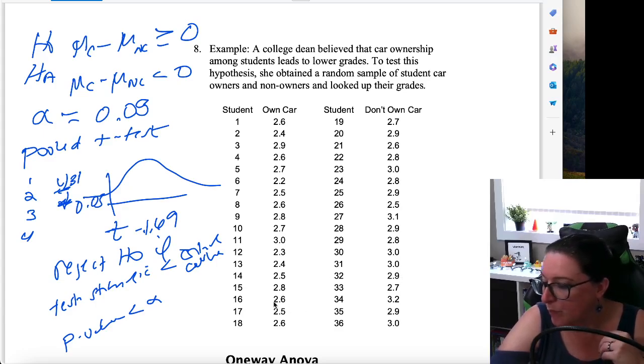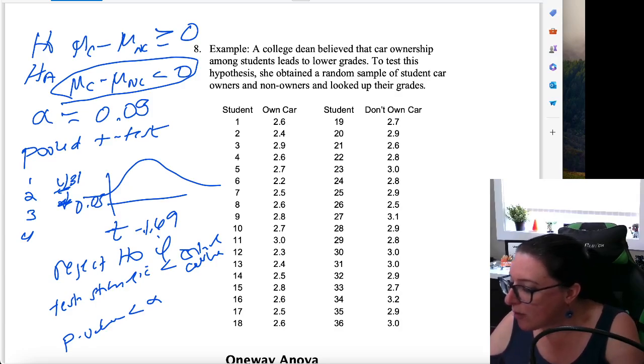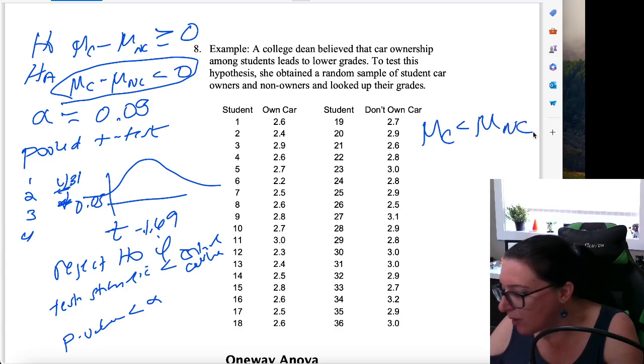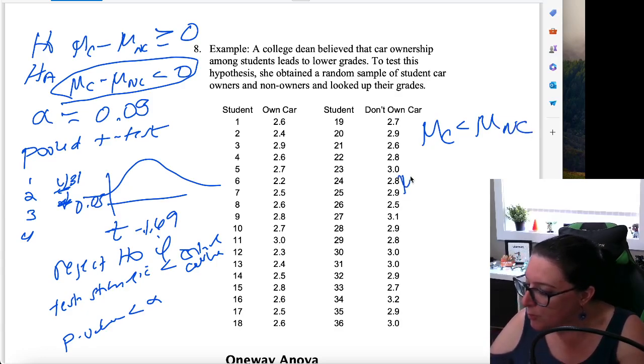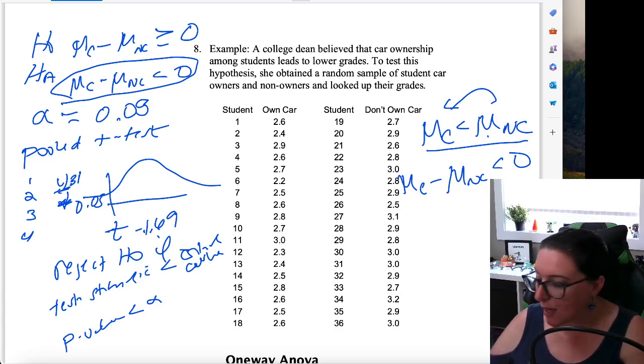Okay. Now, if this part is tripping you up, what I often do is write it this way. Those who own a car are less than those who don't own a car. And then what you should do is subtract whatever's on the right, keep your greater than or less than sign the same way, and then put a 0 there. So if this way makes sense to you in your mind, write it this way and then move this over by subtracting it from both sides.